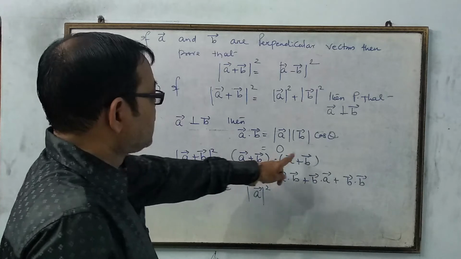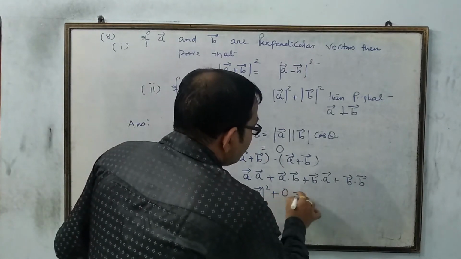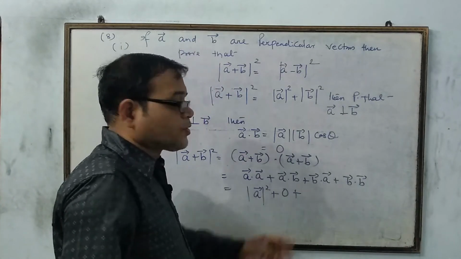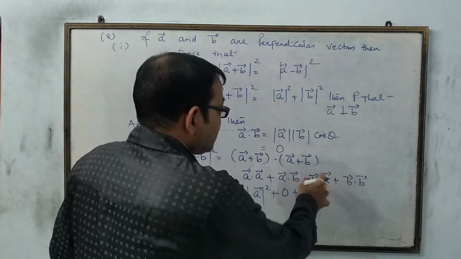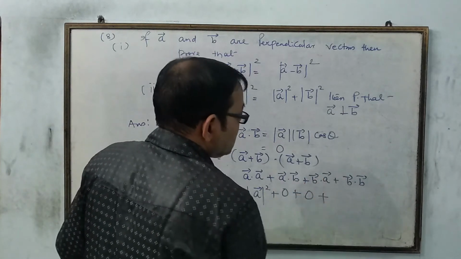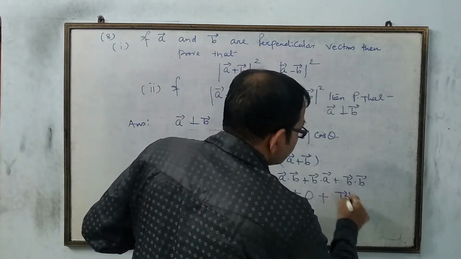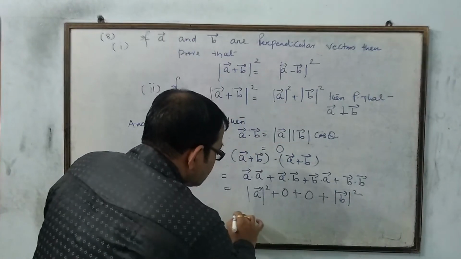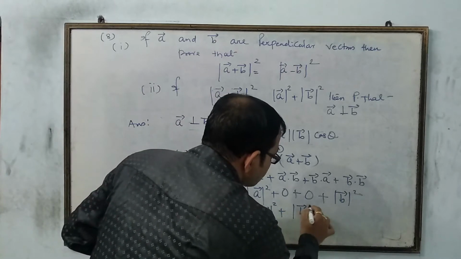A dot B is equal to 0. B dot A is equal to A dot B, so B dot A is also 0. B dot B is magnitude of B square. So the answer is magnitude of A square plus magnitude of B square.